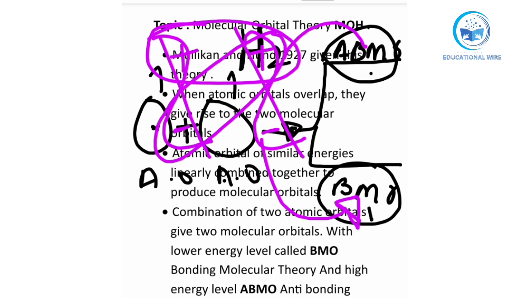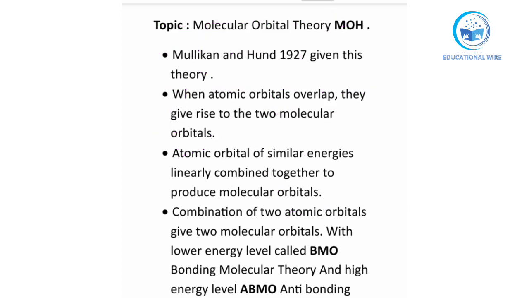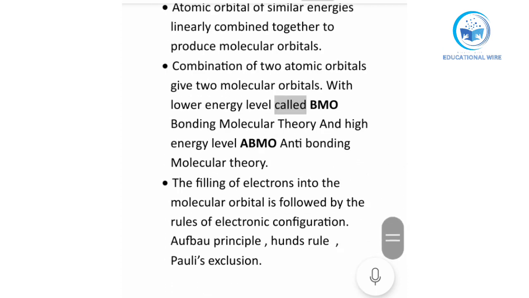Constructive overlapping has lower energy. Destructive overlapping has high energy, because positive and negative repel each other. So there is not that much overlapping, because they are not the same charges. So it has high energy, while same charges mean high overlapping but low energy, and low overlapping means high energy. Okay, let's move to another point that we discussed.